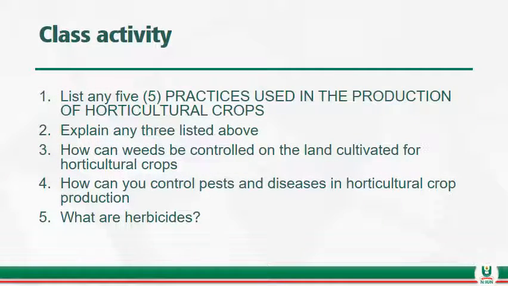As your class activity, I want you to list any 5 practices used in the production of horticultural crops. The second question is, try and explain any 3 out of the 5 that you mentioned above. The third question is, how can weeds be controlled on the land cultivated for horticultural crops? And how can you control pests and diseases in horticultural crop production? And the fifth question is, what are herbicides? I'll just give you 15 seconds to think about it and come up with something.